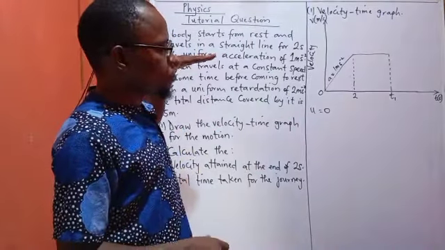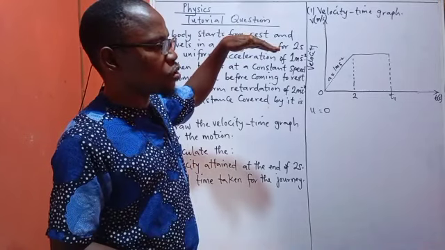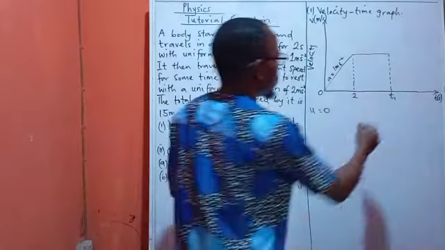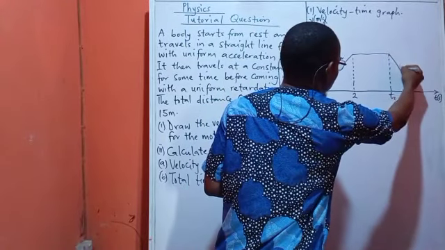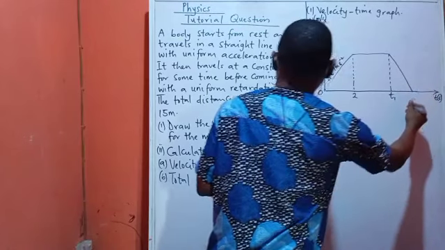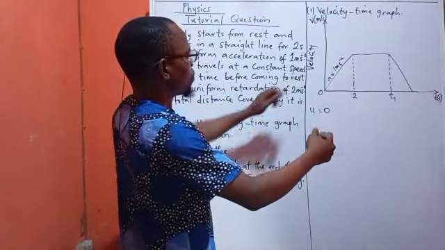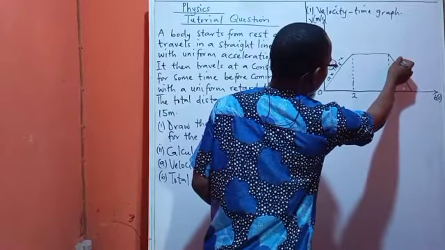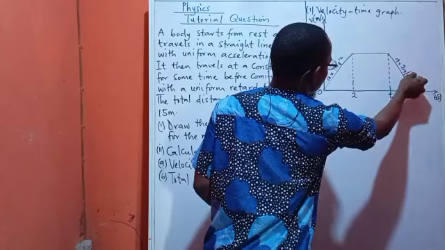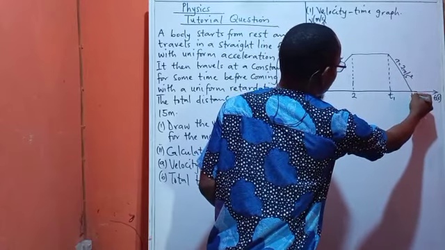So the body moves with the constant speed, then it comes to rest with a retardation. So this is a retardation. And with a retardation of 2 meters per second square, which means our A equals 2 meters per second square. So this is our T2.